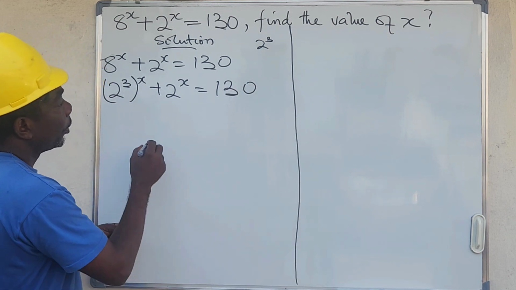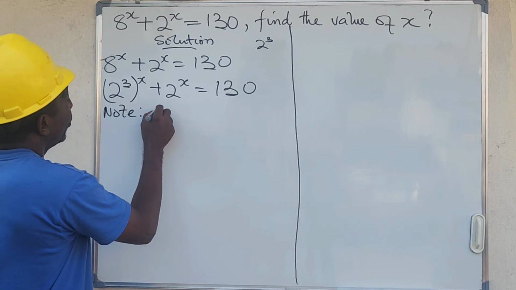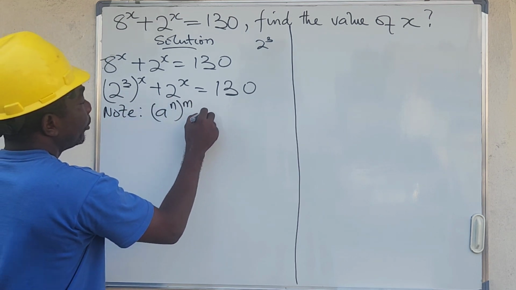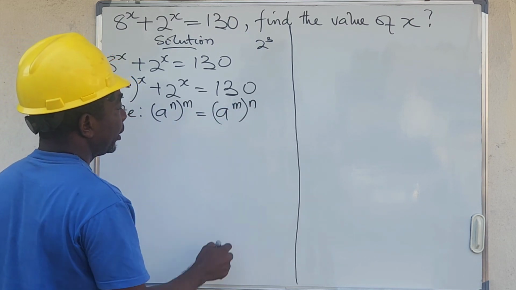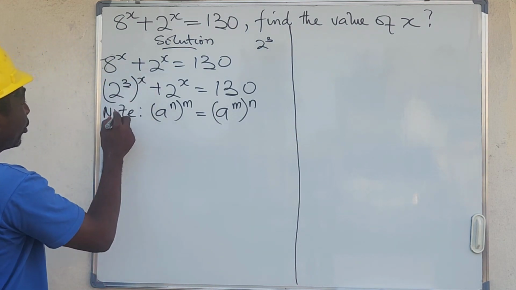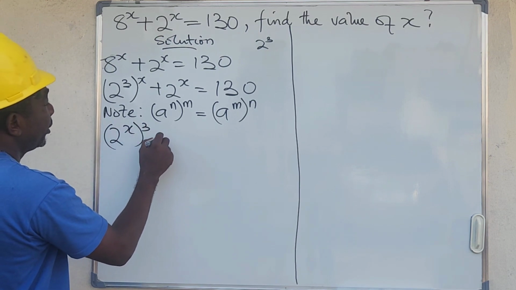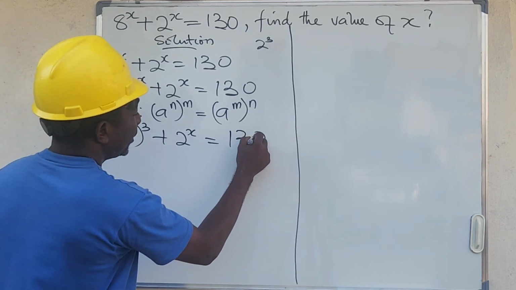In this case, we can recall that when we have a raised to the power of n all raised to the power of m, it is the same thing as a raised to the power of m all raised to the power of n. m and n can interchange. So here it will become 2 raised to the power of x all to the power of 3 plus 2 raised to the power of x equals 130.